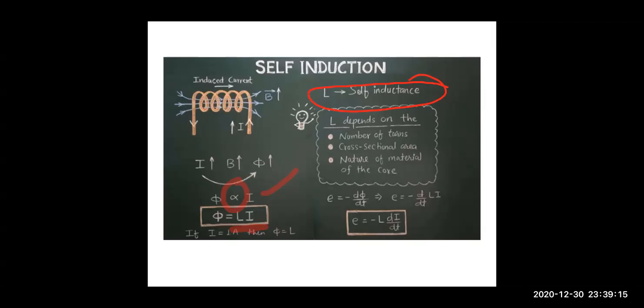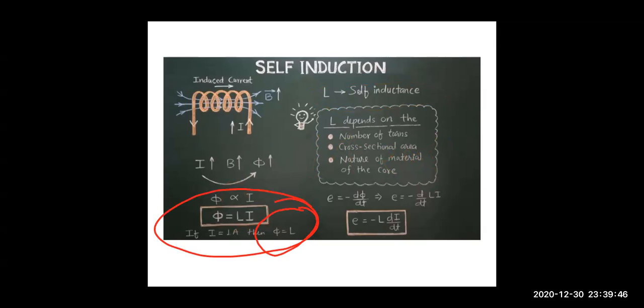So if the value of L is more, then children, the induced EMF will be more. Induced EMF will be more means opposition to the change in current will be more. Right, children? Now, if we put I equals 1 ampere, then the magnetic flux is equal to the self-inductance, right?